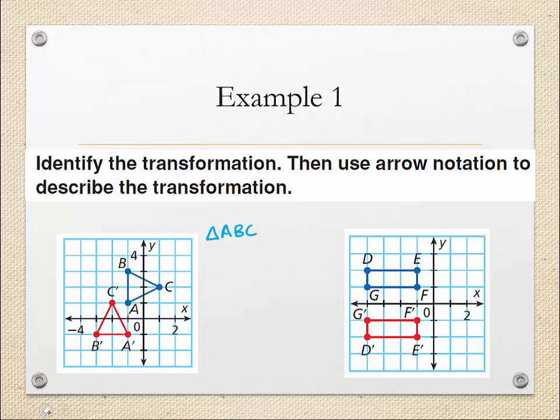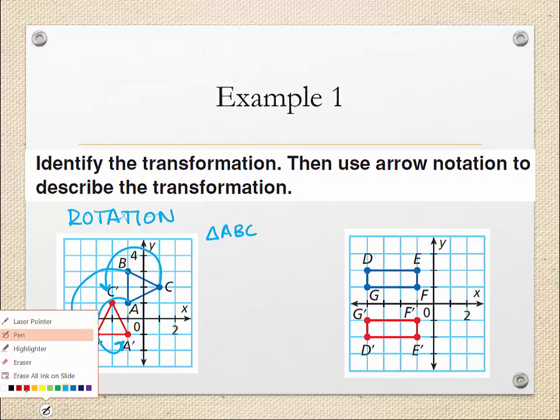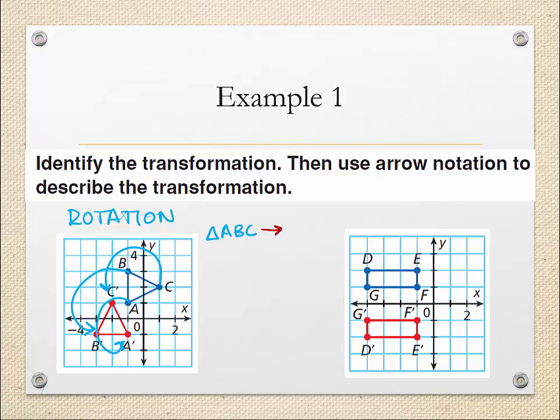There's not a line that it looks like it flipped over. So our only guess is that it has to be a rotation, that C went to C prime, that B went to B prime, and A went to A prime. So this is a rotation. And triangle ABC got rotated to triangle A prime, B prime, C prime. The arrow notation is just telling you that something happened, that it got transformed.